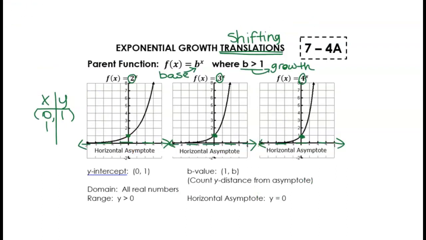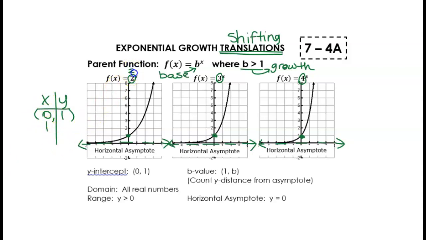B is greater than 1, so b is always going to be exponential growth. Anything you write for b is going to be positive and more than 1. But one of the things that we talked about in 7-1, or maybe 7-1a, in the parent function notes, is if you have an x value of 1 and you raise your base to the power of 1.